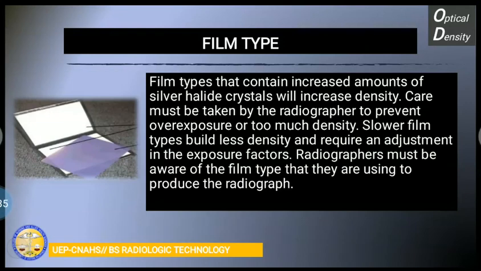Next, of course, is the film type. So, film types that contain increased amounts of silver halide crystals will increase density. So, care must be taken by the radiographer to prevent overexposure or too much density. Slower film types build less density and require an adjustment in the exposure factors. Radiographers must be aware of the film type that they are using to produce the radiograph.